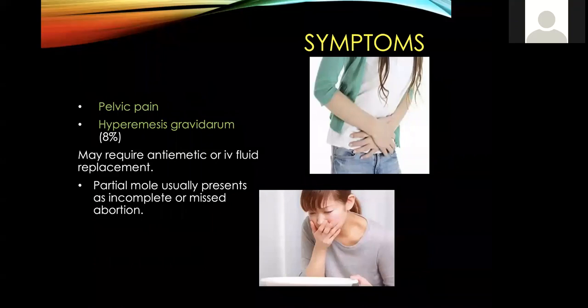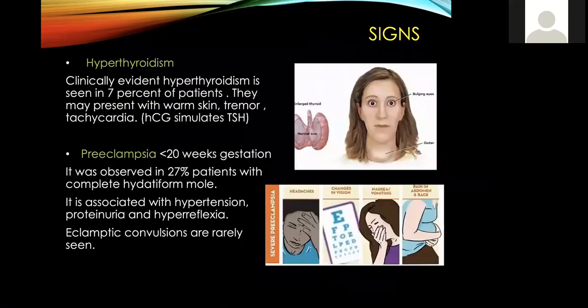In addition, you have the patient complaining of pelvic pain and they might require admission, antiemetics and IV fluid. Most importantly, you have to understand that the partial mole can also present as a missed abortion or incomplete abortion. And in the worst scenario, you can find patients with exophthalmos, that is bulging of eyes. There could be clinically evident hyperthyroidism seen in 7% of patients, and the blood pressure is high.